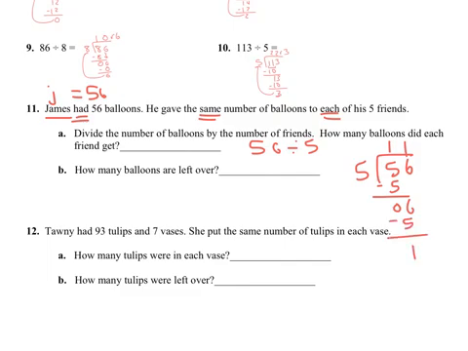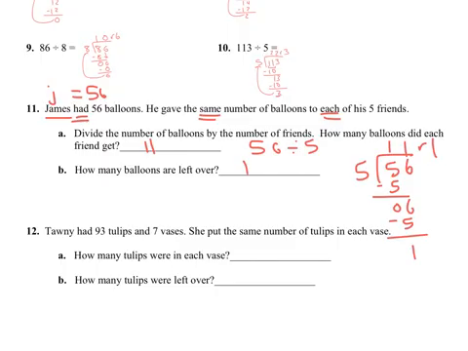So how many balloons did each friend get? Each friend got 11 balloons. How many balloons were left over for part B? Well, he had 1 balloon left over. Okay, so he has 1 balloon left over.